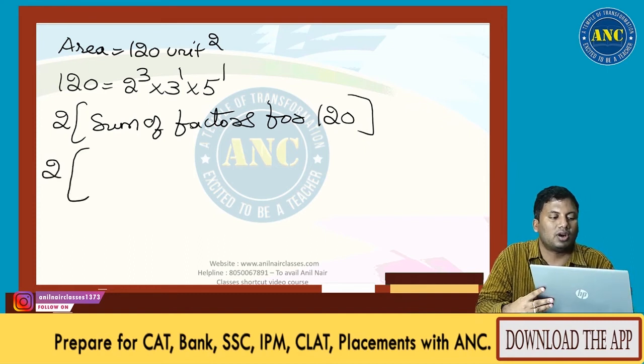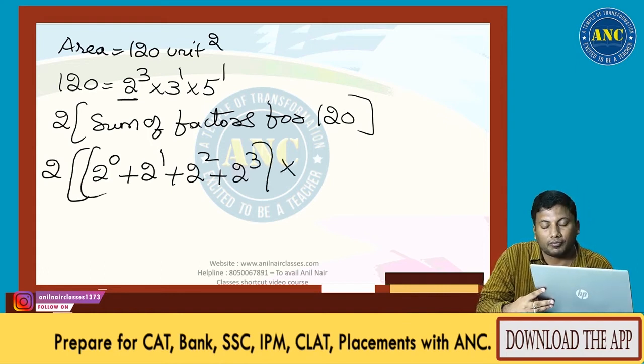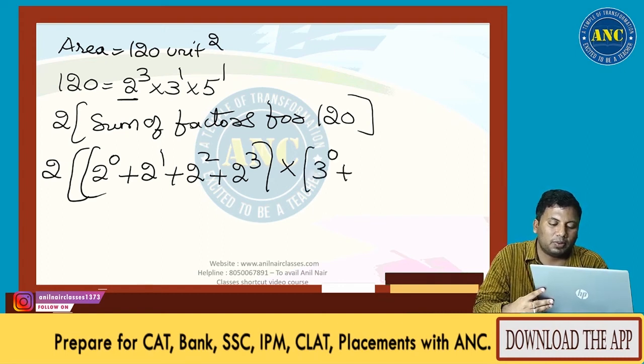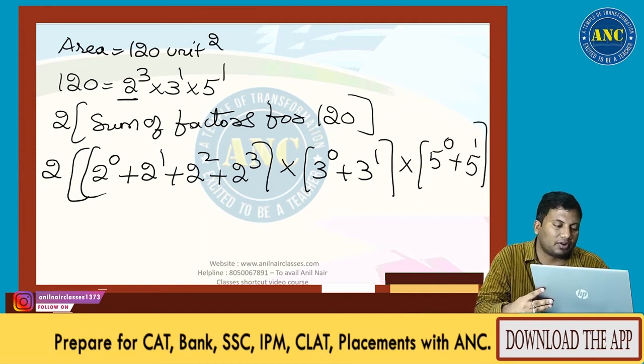2 into, what is the sum of the factors for 2 power 3? Write all the powers of 2 starting from 0 to 3: 2 power 0, 2 power 1, 2 power 2, 2 power 3. Write all the powers of 3 starting from 0: 3 power 0 plus 3 power 1. Write all the powers of 5 starting from 0 to 1. This is how you calculate the sum of the factors for 120.